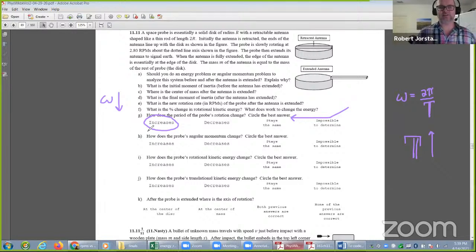So just watch out for that. With these kinds of concept questions, it can help to think through a numerical example. Say if it slows down, it takes more time to rotate, period increases. How does the probe's angular momentum change? Go ahead and take a guess, somebody. It's okay to be wrong.